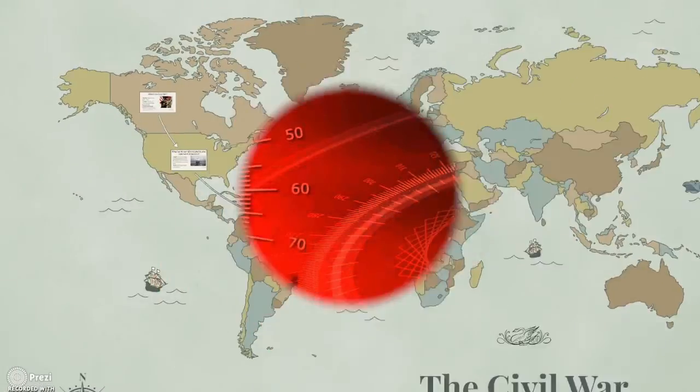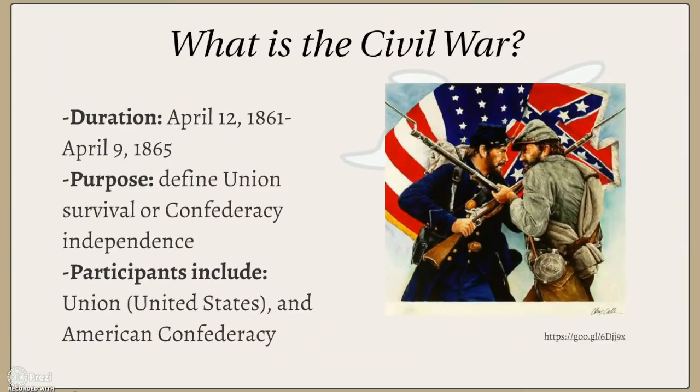Now that we've looked at how slavery led to the war, let's take a look into the effects of it and how it ended slavery. What was the Civil War? The Civil War was an American war that lasted for about 4 years, from 1861 through 1865, to define the Union's survival or Confederacy independence.